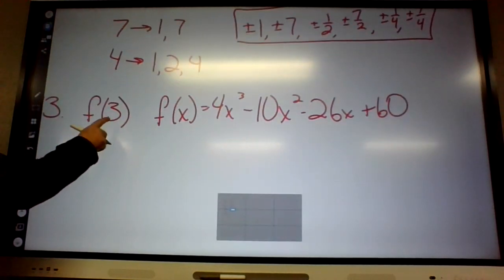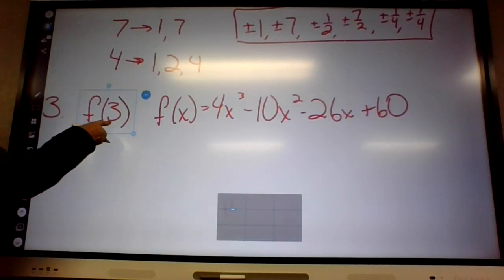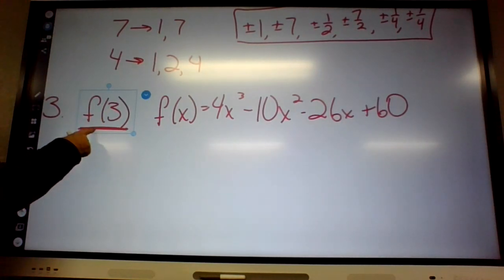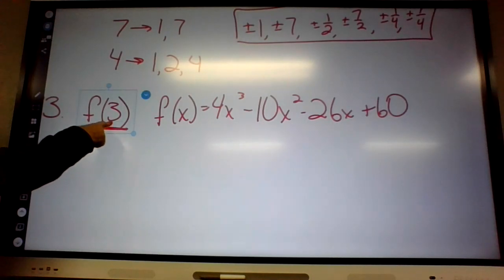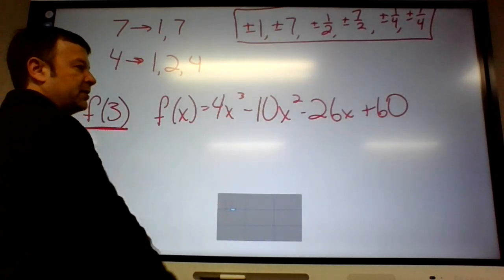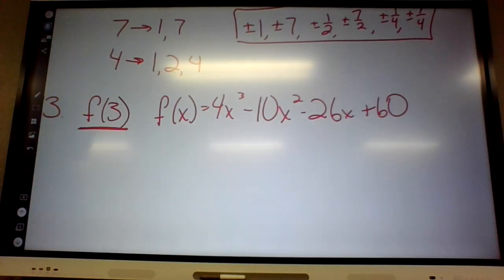Okay, so you guys remind me, what does find f of 3 mean? What does this up here mean? Function. Not exactly. It means what does a function equal when x is 3? Yeah. So it just means plug in 3. Okay. What they're telling us to do though is use synthetic.